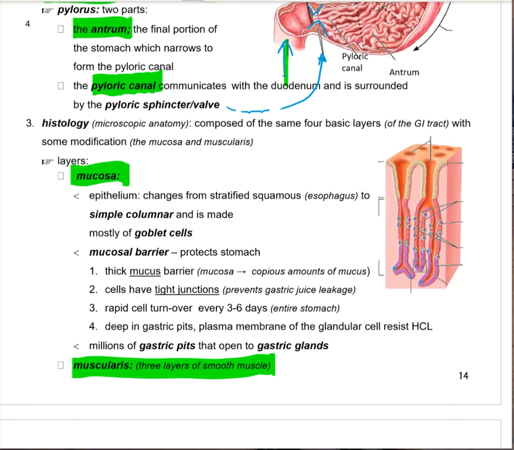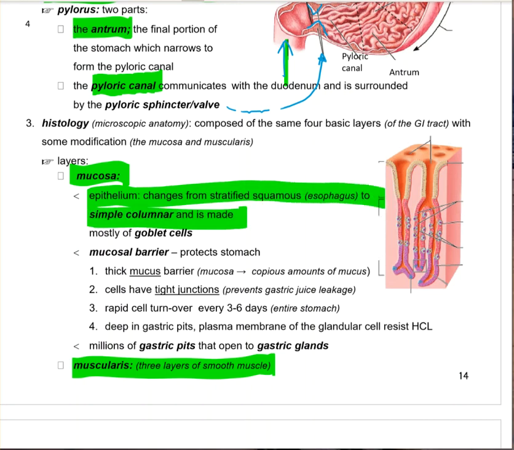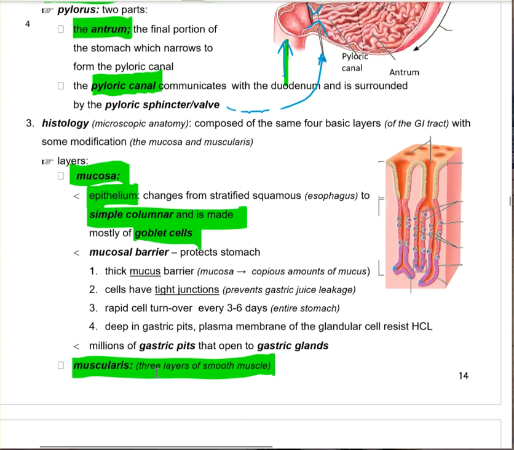So at the mucosal layer, the big one is that the epithelium changes from stratified squamous to simple columnar, okay? So let's actually just say that. The epithelium is simple columnar, okay? And it's got a lot of goblet cells. And you should know that goblet cells produce mucus, right? We've seen this in numerous places in previous slides. So we have a lot of mucus being produced. Why are we producing so much mucus? Well, the mucus that we're producing protects the stomach.